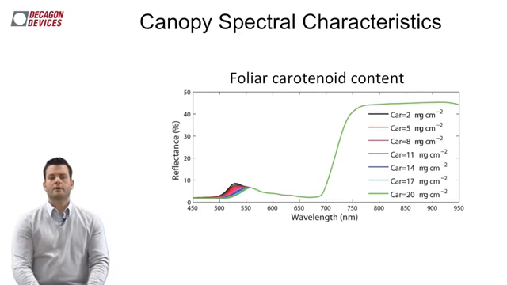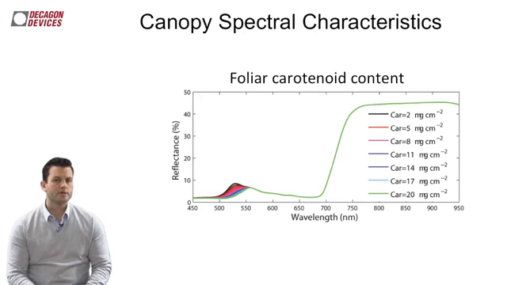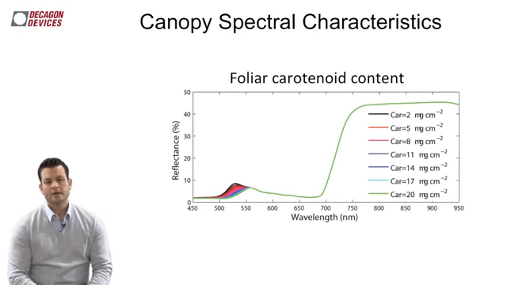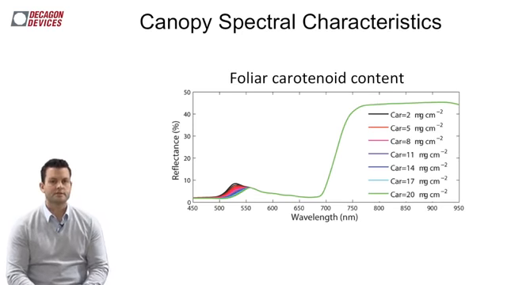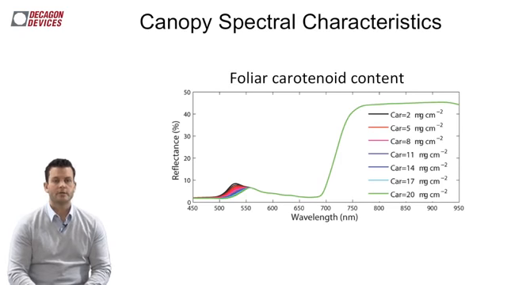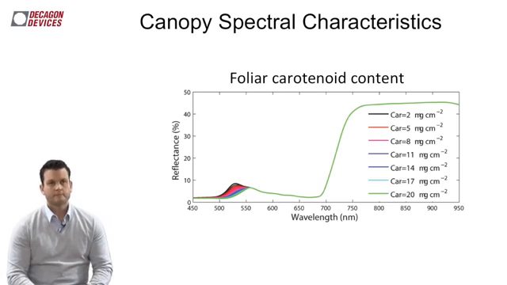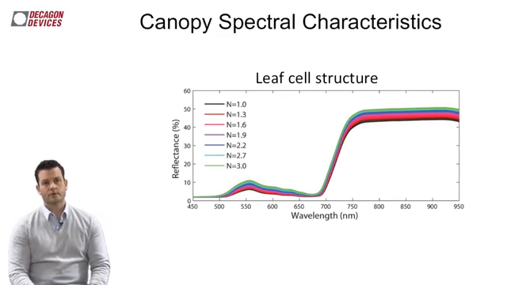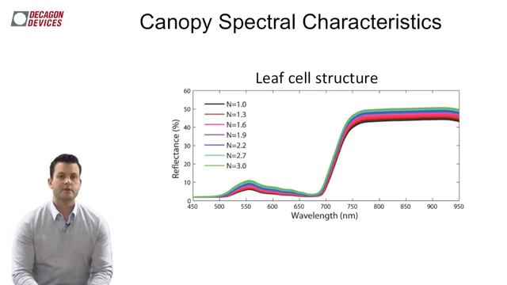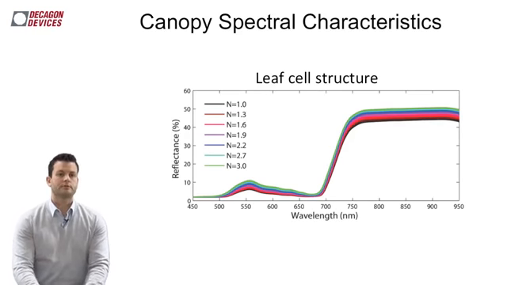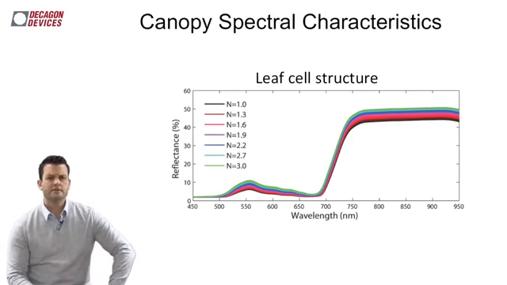Similarly, carotenoid content will also change reflectance, but its effects are much less widely spread throughout the spectrum. They're pretty much isolated just to that green hump area, but they can still have an effect on reflectance. Leaf cell structure is also a property of canopies that can affect the reflectance spectrum. And you can see here that its effect tends to be pretty even across most of the visible and near-infrared.